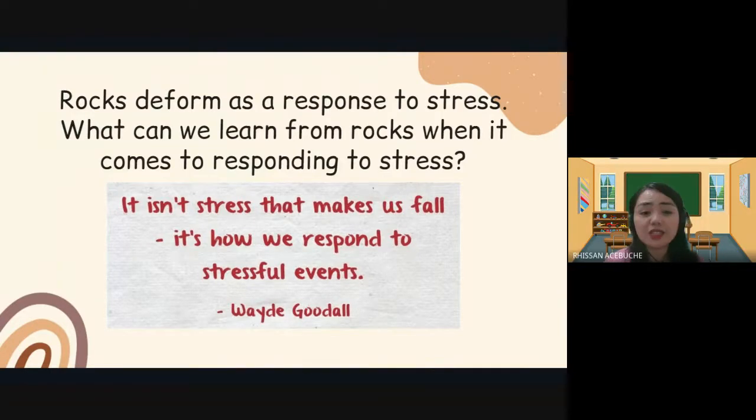So stress is normal, stress is everywhere, but it depends on you how you're going to respond. Are you going to be a spectacular landform? Are you going to be a spectacular structure? Or you're going to let the stress make you a catastrophic event, right? So I hope that everyone will be a spectacular structure or landform.